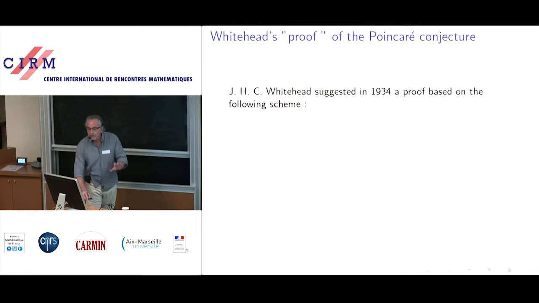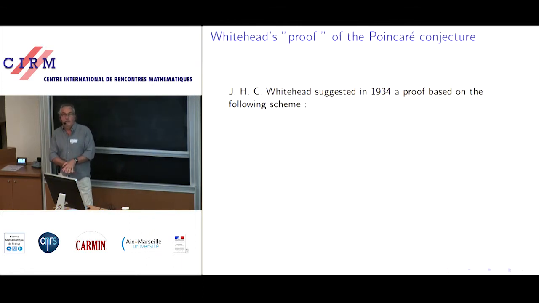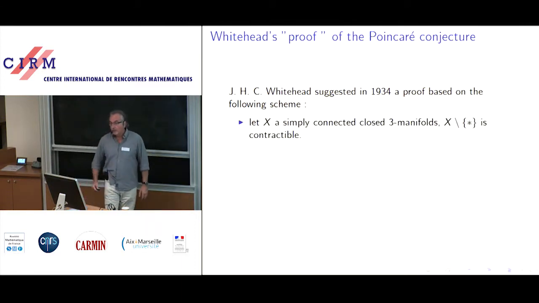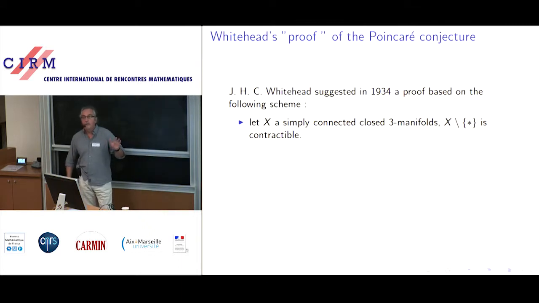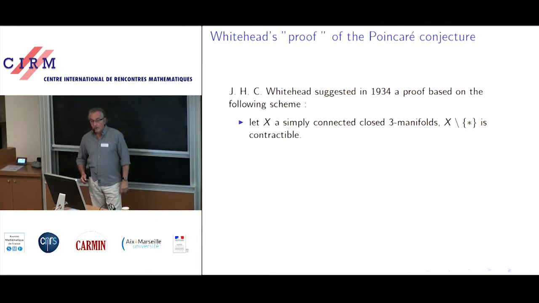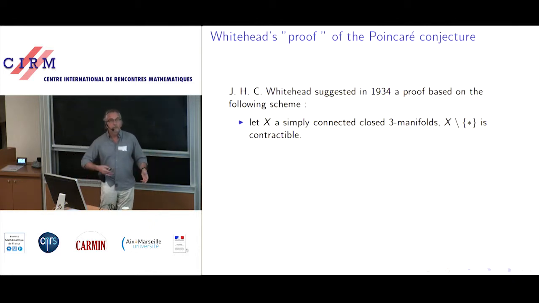So the story started in 1934 when Whitehead gave a proof of the Poincaré conjecture. And I can describe the proof in three points. You remember the Poincaré conjecture: if you take a closed, simply connected three-manifold, then it's homeomorphic to a three-sphere. So the proof goes as follows. Take such a manifold X, you pick out a point, and what you get is contractible. Well, this is not too difficult, this is just playing with exact sequences and these kinds of things.